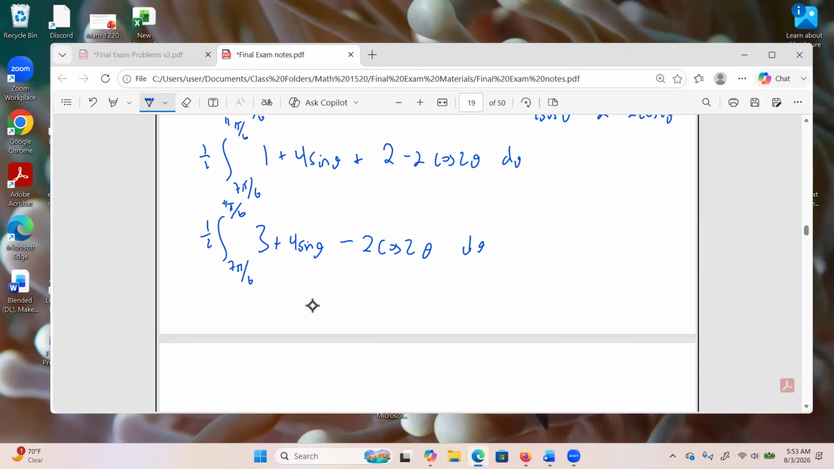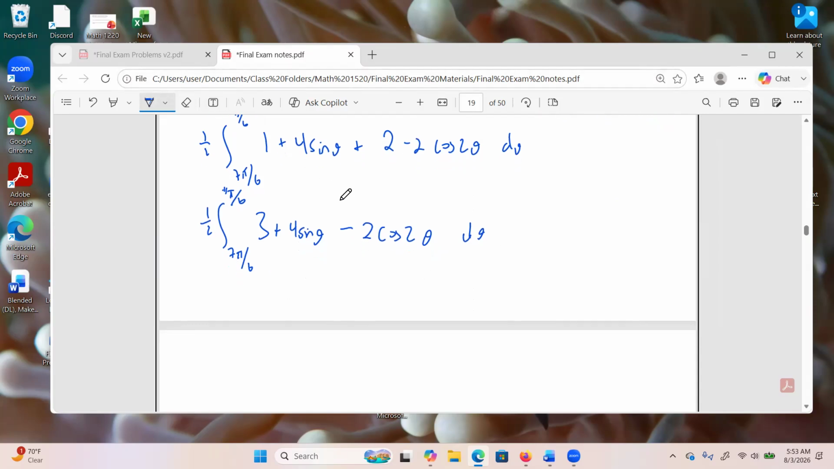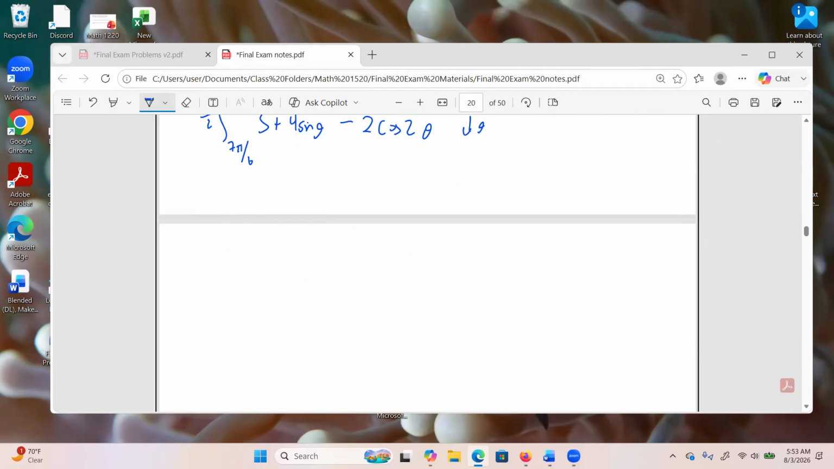That's a reasonable integral we can deal with. Let's put this 1/2 in here so I can deal with that. So we've got the integral from 7 pi over 6 to 11 pi over 6 of 3/2 plus 2 sine theta minus cosine of 2 theta. This is not too bad of an integral, so let's go ahead and integrate that.